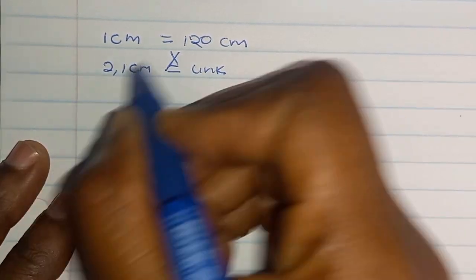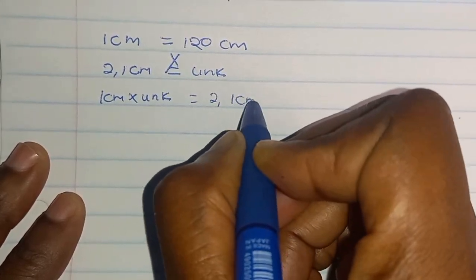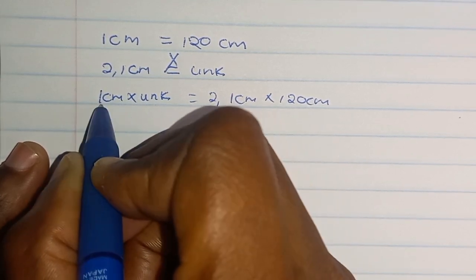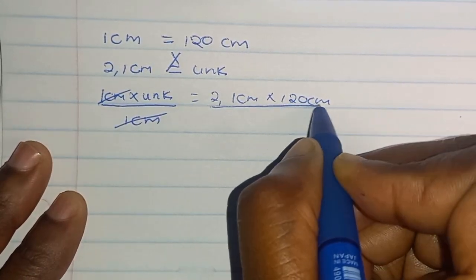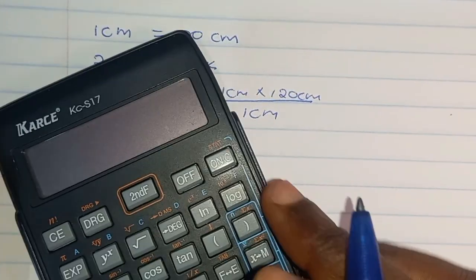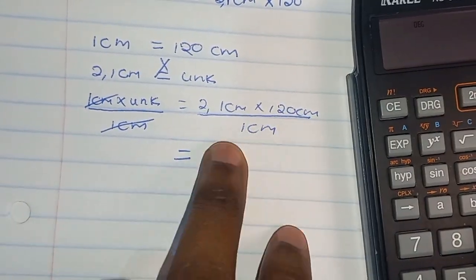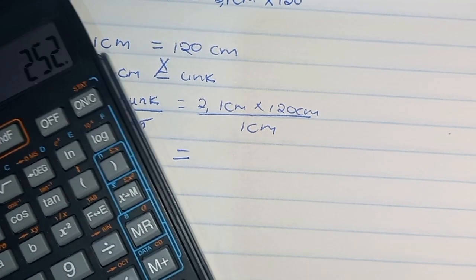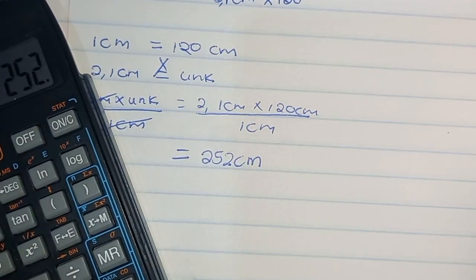Then we cross multiply: 1 centimeter times unknown is equal to 2.1 centimeters times 120 centimeters. Unknown is multiplying with 1 centimeter, so let's do the opposite of multiply. That's divide by 1 centimeter on both sides. And then we calculate with a calculator. 2.1 times 120 divided by 1, and that is 252 centimeters.